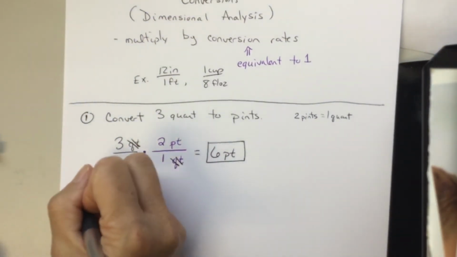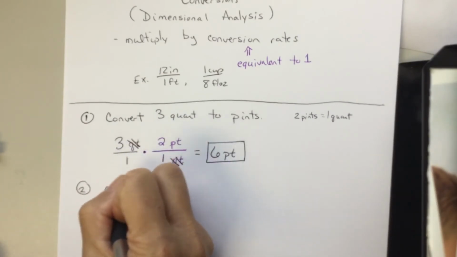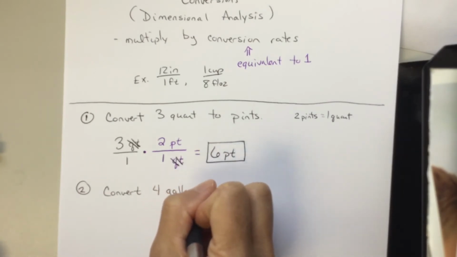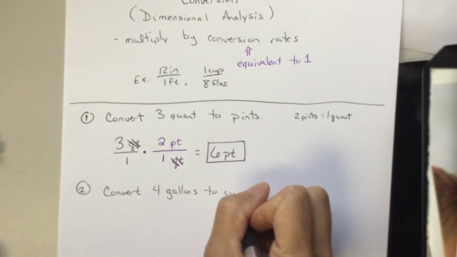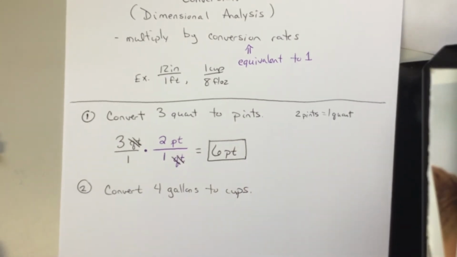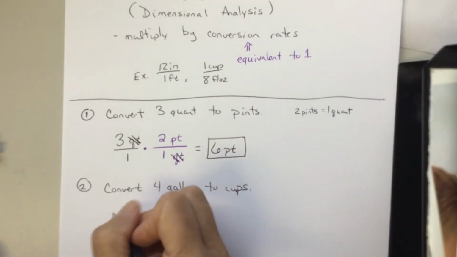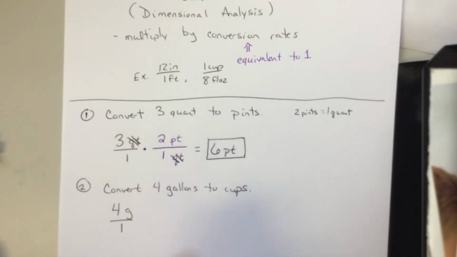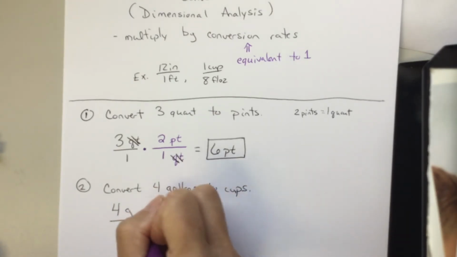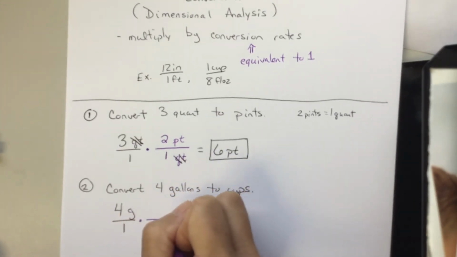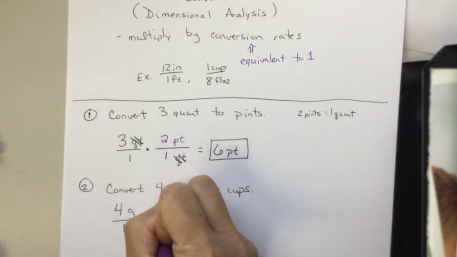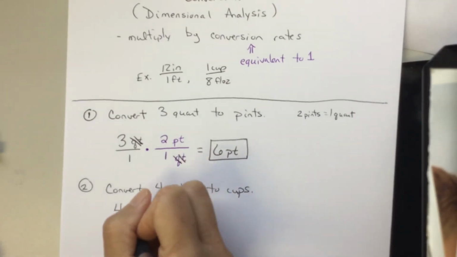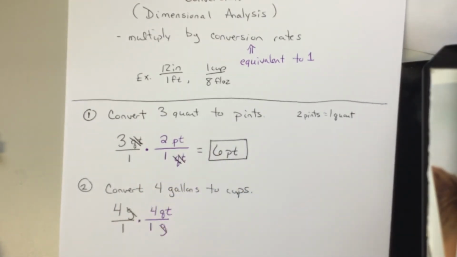All right, so let's try, let's convert 4 gallons to cups. Now this one's going to take several steps. I don't have a conversion that goes straight from gallons to cups. So I'm going to start with what I know, 4 gallons, and I'm going to put that over 1. All right, so I want to start multiplying by conversion rates. I would like gallons to cancel, so I'm going to put gallons on the bottom. And I know that 1 gallon is equivalent to 4 quarts. So what that does is that allows me to cancel the gallons. So now I'm in quarts.